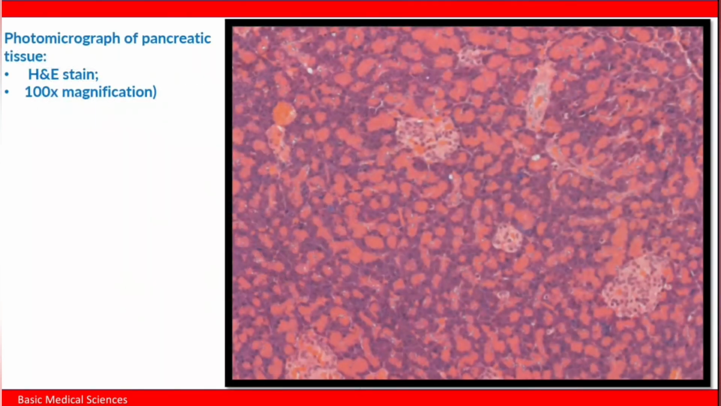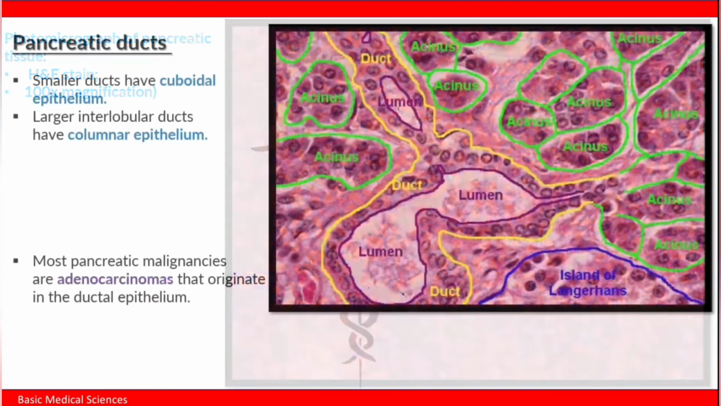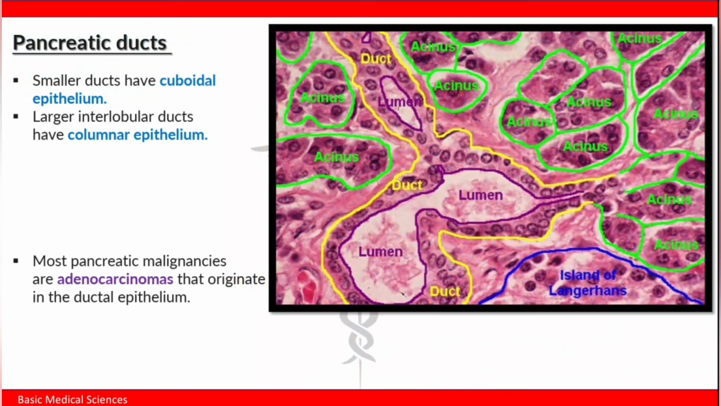If you look here, you see the electron micrograph of the pancreatic tissue, and around here you can see the islets of Langerhans. To conclude this video, we'll talk about the pancreatic ducts again. As you can see here, the smaller ducts have cuboidal epithelium, and the larger interlobular ducts have columnar epithelium.